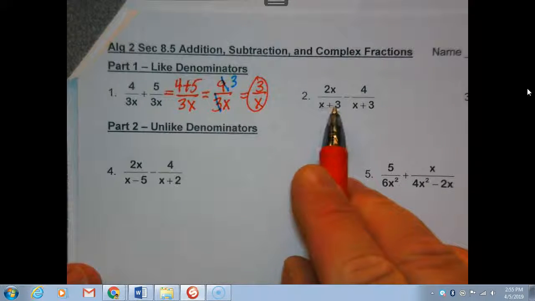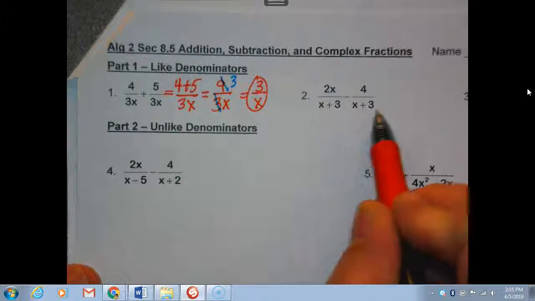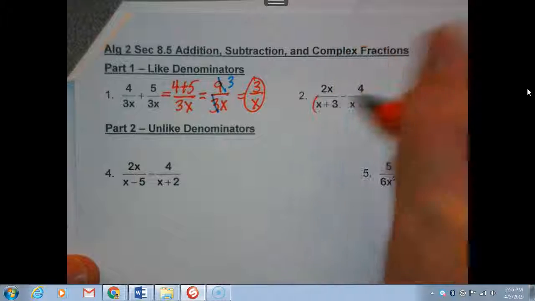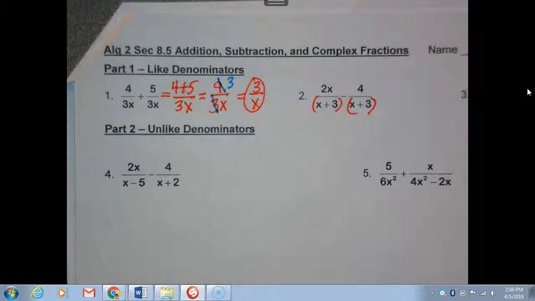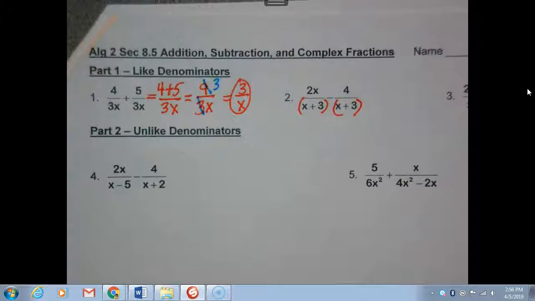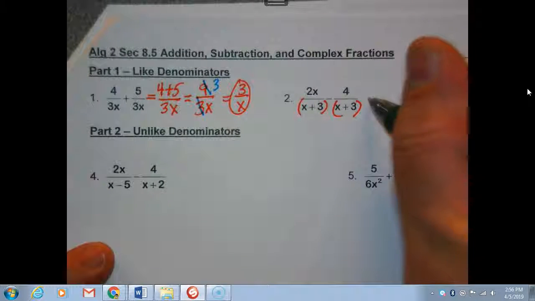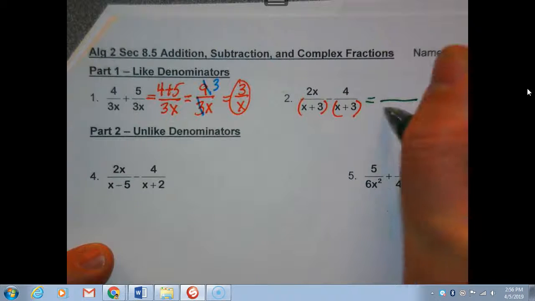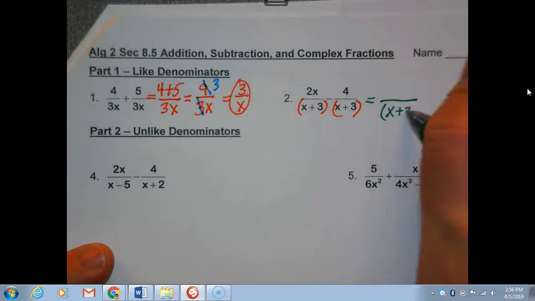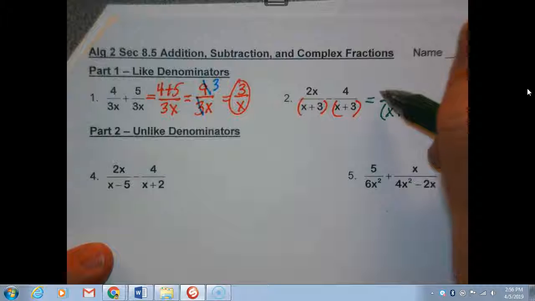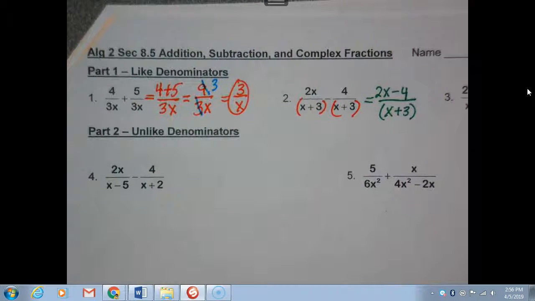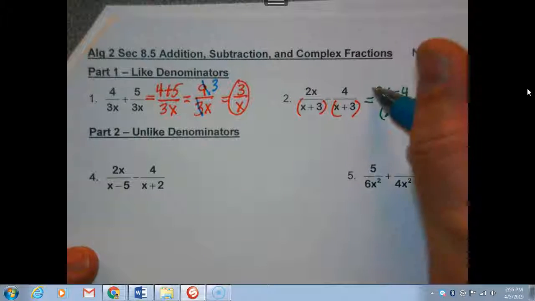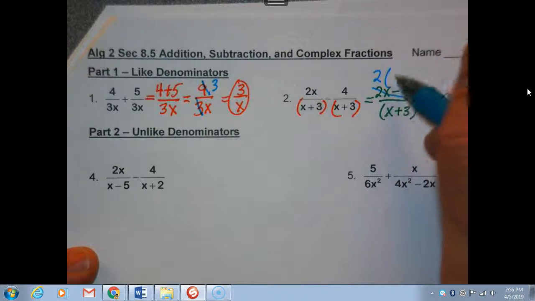Okay, I have an x plus 3 for denominator. It's the same denominator. I'm going to put parentheses around there so I don't do something stupid like cross x's out or something. All right, so what's my common denominator here? X plus 3. And on top I have 2x minus 4. Am I done? Okay, so I'm going to factor out a 2, and I get x minus 2.